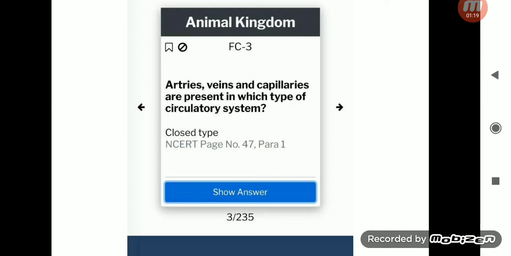Arteries, veins and capillaries are present in which type of circulatory system? Closed type of circulatory system. Arteries, veins and capillaries are present in closed type of circulatory system.